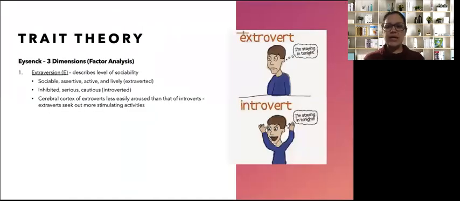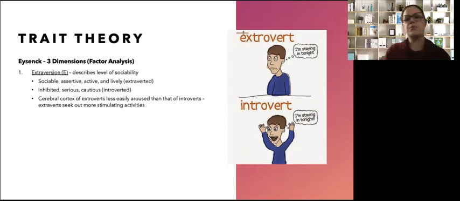Another personality trait theorist is Hans Eysenck, and he proposed the three dimensions of personality theory. So, this theory uses factor analysis. This is a statistical method to identify patterns between a large number of variables and combine them into groupings. So, therefore, associating certain traits with others to identify patterns of personality. The first dimension in Eysenck's theory is extroversion. So this describes the level of one's sociability.